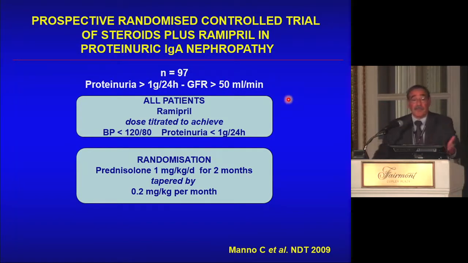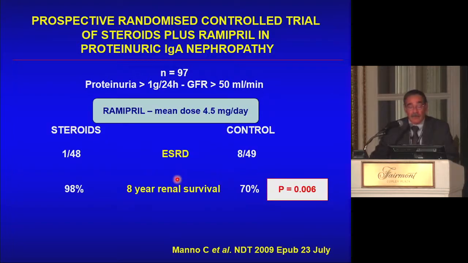Now, some people will say, well, wait a minute, Cilazapril, I've never used it in my life. I don't even know if you can get it in the United States, but we certainly use Ramipril. So here you're looking at all the patients, these 97 patients all had at least a gram of proteinuria and a preserved GFR that they got their blood pressure titrated down to less than 120/80. Their proteinuria was down with the Ramipril. Half get randomized to steroids. The other half just stay on the Ramipril.